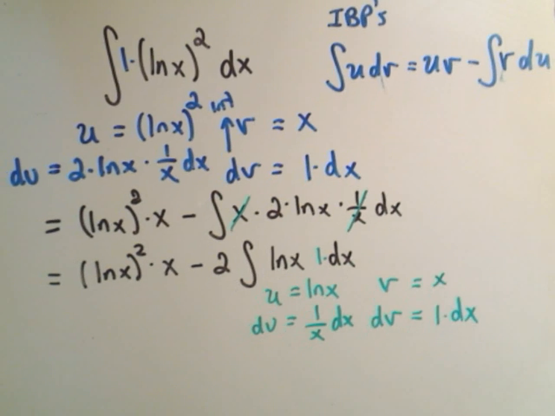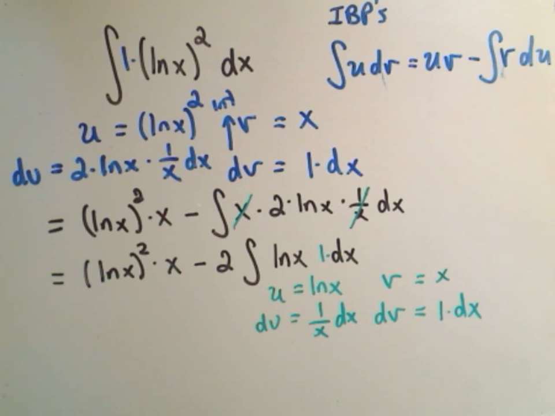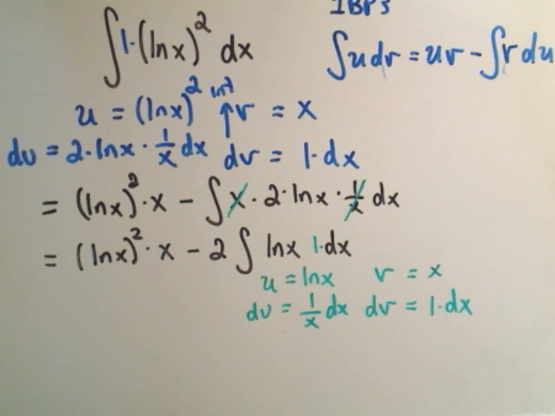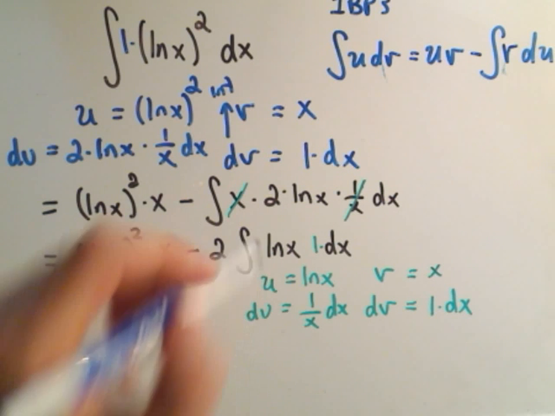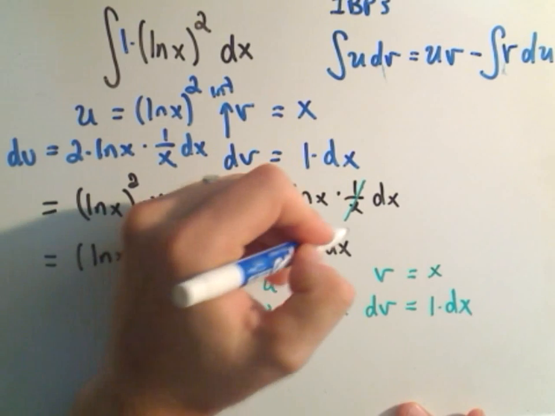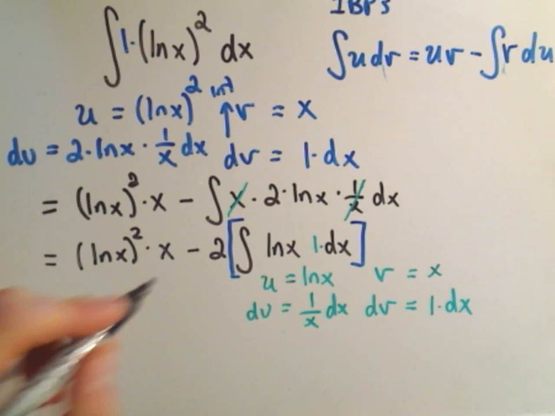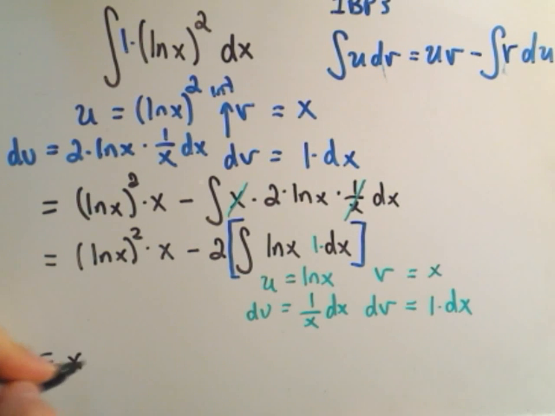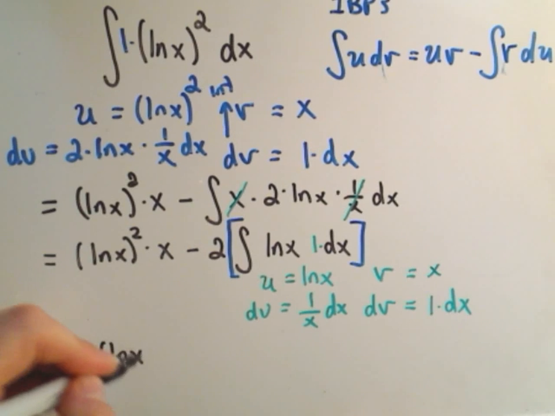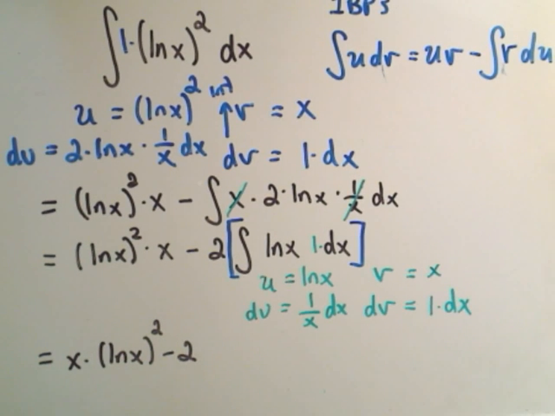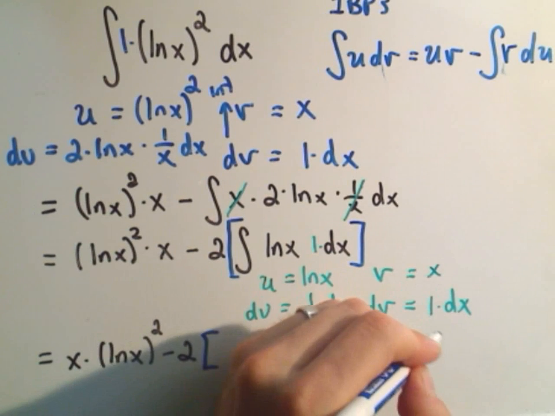Okay, this is where we're going to have to be a little careful with our bookkeeping here. Make sure nothing crazy happens. So I'm going to put my new integral that I'm going to use integration by parts on in the blue brackets, because I'm going to have to expand all that out. So we get x times ln of x quantity squared minus 2 times, and now I've got to use my integration by parts formula on all of this stuff.